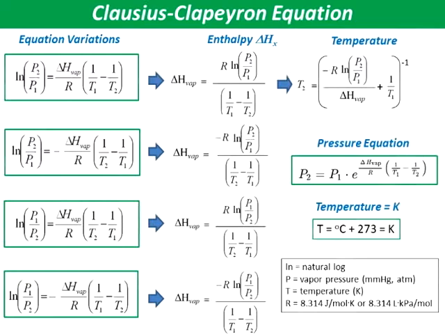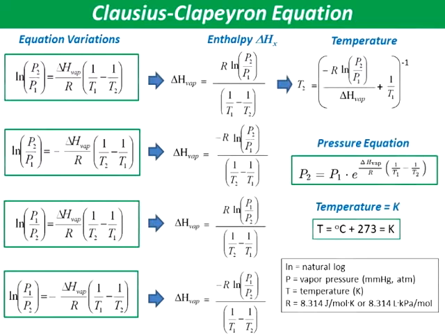Notice I have several variations of this equation. Oftentimes, the Clausius Clapeyron equation is treated more as a math problem than it is a chemistry problem. Therefore, you will see many different forms of the equation. But rest assured, any one of them will get you to the same solution.